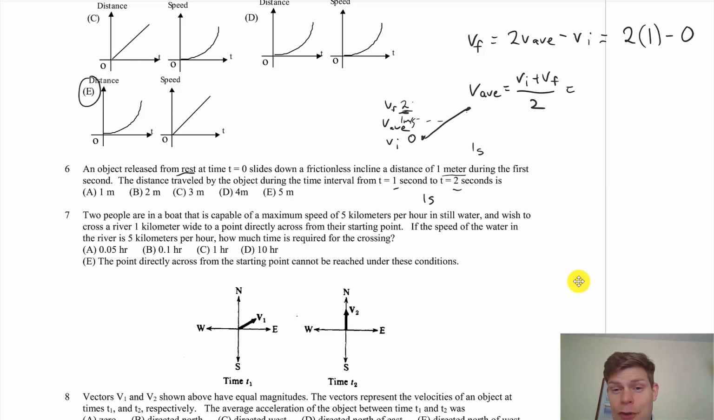And my average velocity, if this continues from 1 to 2, and it's accelerating at 2 meters per second squared, it's going to go from 2 to 4. So on average, what's in the middle between 2 and 4? Your average velocity would be 3 meters per second. The time from 1 second to 2 seconds is 1 second. So it's just going to be 3 meters.